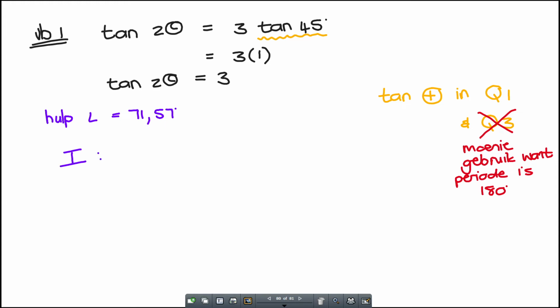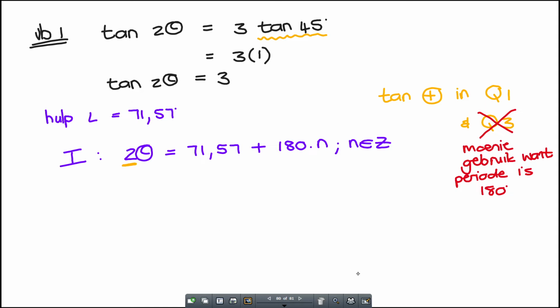Okay, now. Gewoonlik het ons dan gehad, theta is gelyk aan. En in kwadrant 1 is dit mos net my hulpboekie. But now, because we have a 2 there, I've got to say 2 theta is equal to 71,57 plus 180 times n. N is 'n element van heelgetalle. Okay. Now I've got to get rid of that 2.